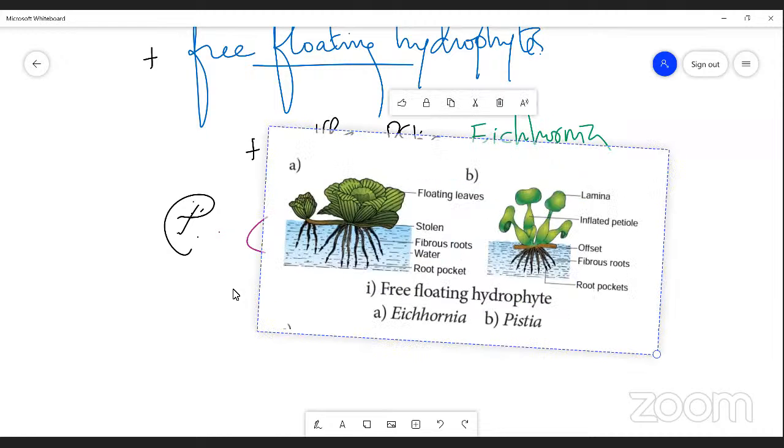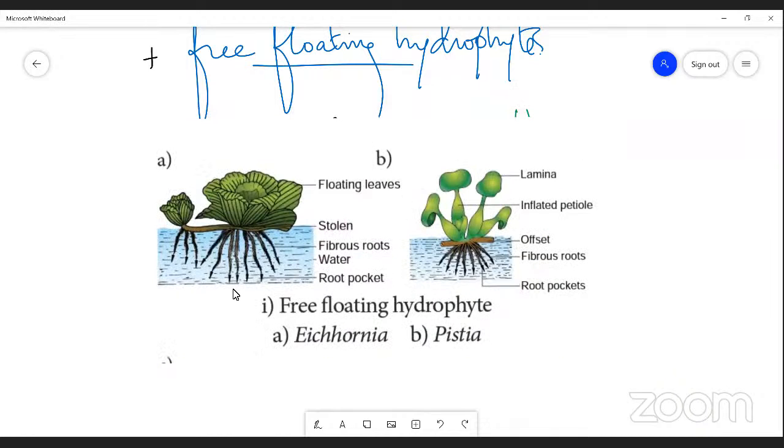Yes, students, there is a printing mistake, please rectify. So A is not Eichhornia, A is Pistia. It is a printing mistake, please rectify. This is Pistia. And B is Eichhornia. B is right, I can say. It is an Eichhornia plant.